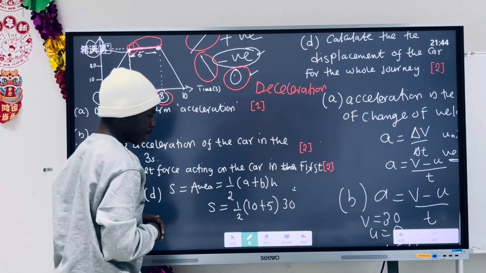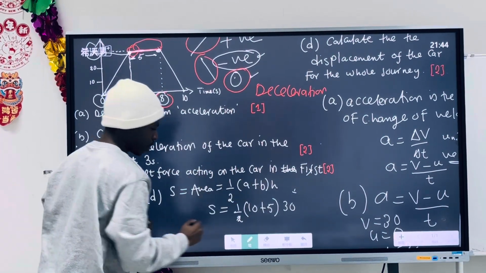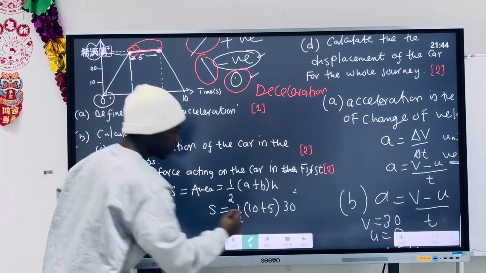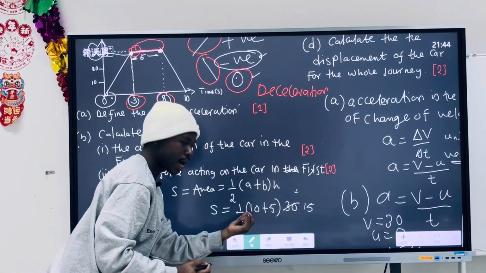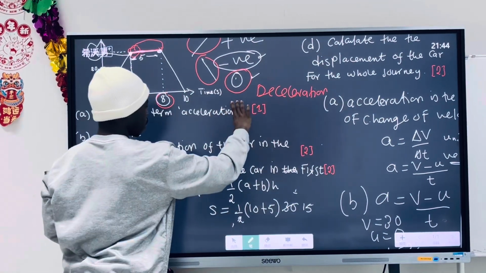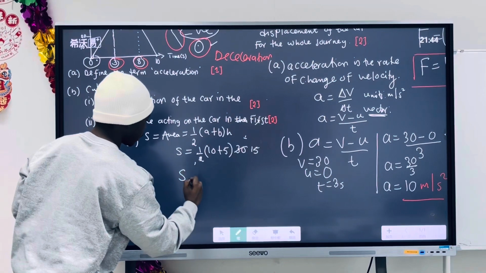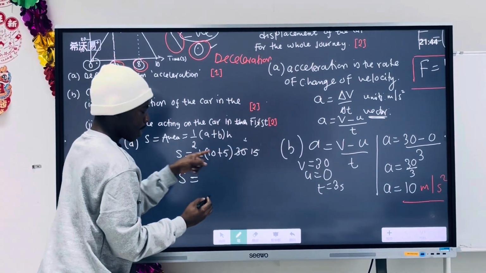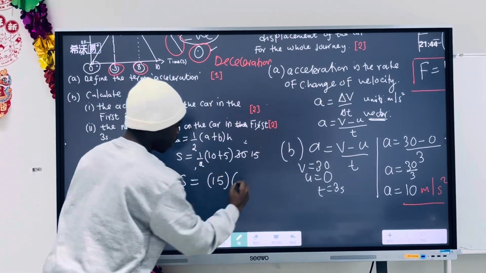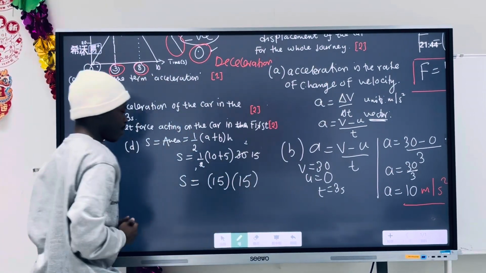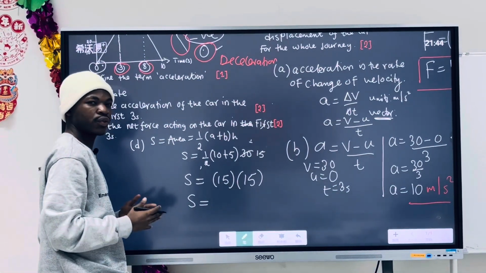Then all we need to do here is simply open the bracket and simplify further. So 2 there, 1, 2 there, 15. These are adding, and once they add, they are multiplying by 30. So what I have is S equal to, when I add this, I'm getting 15. So I have 15 multiplied by 15. So my S equals 15 multiplied by 15, which is 225.